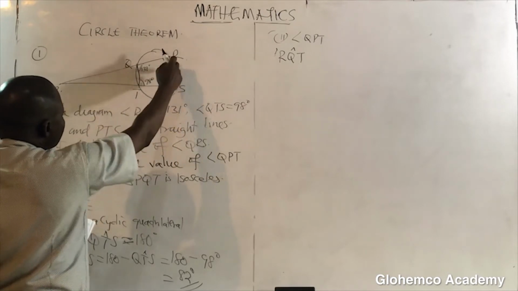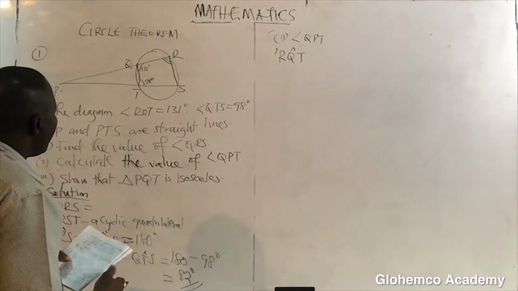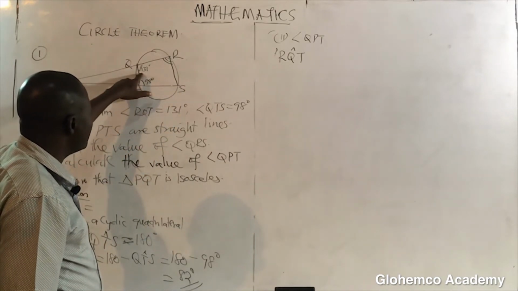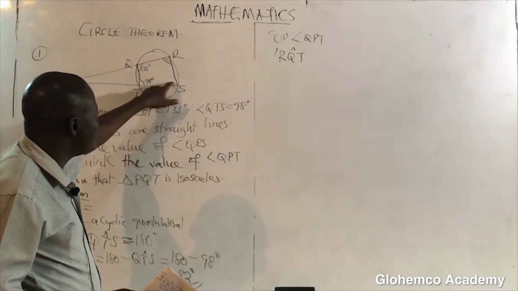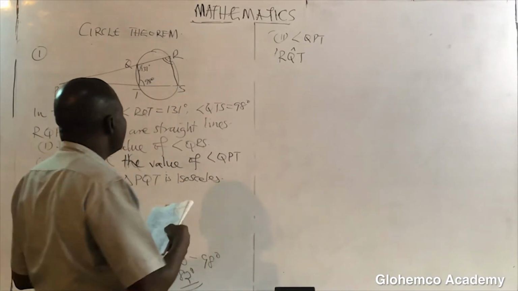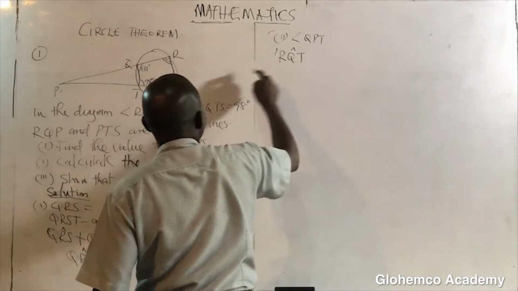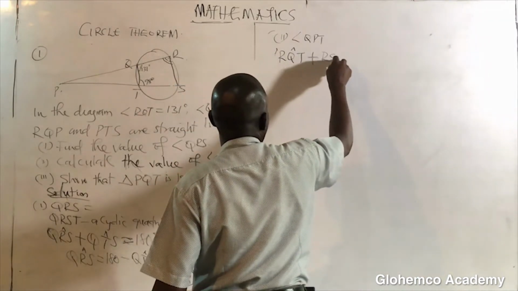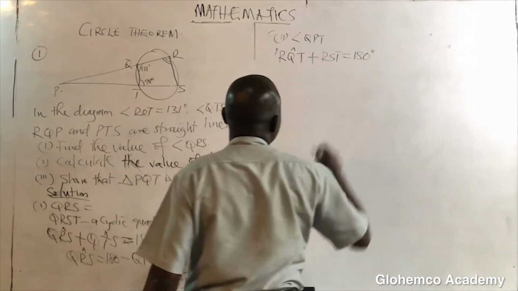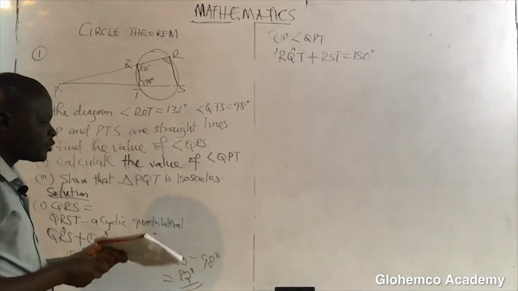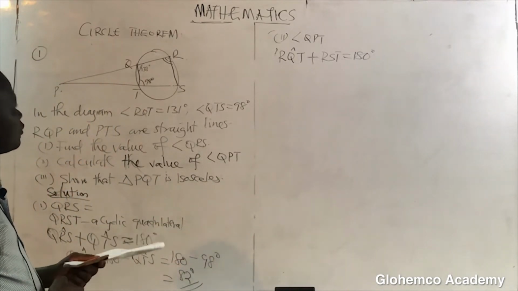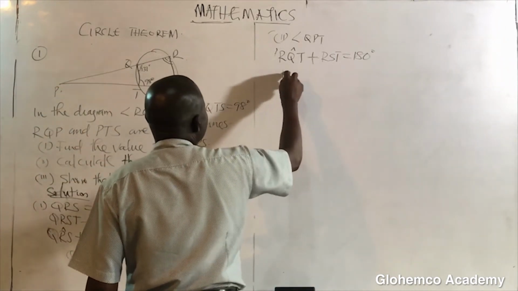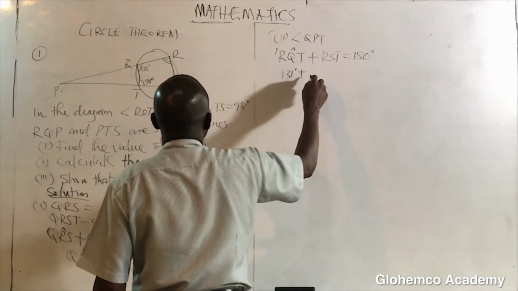We say it's a cyclic quadrilateral. Then RST is opposite to this angle, and we said in a cyclic quadrilateral the two opposite angles are what? Supplementary. So we say RQT plus RST equals 180, because they are opposite angles in a cyclic quadrilateral. So meaning that RQT is 131, plus RST is equal to what?